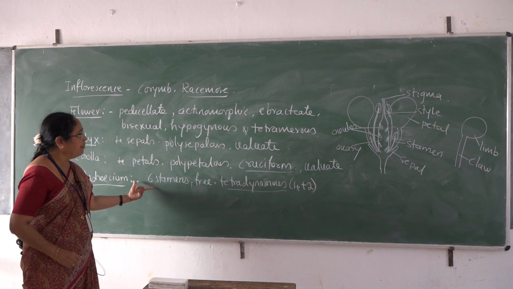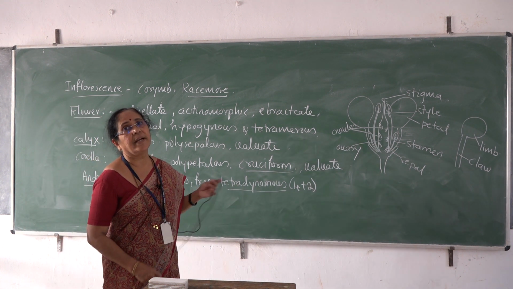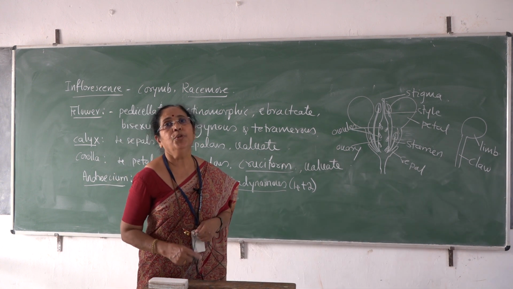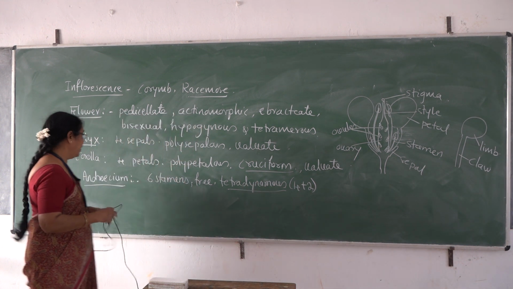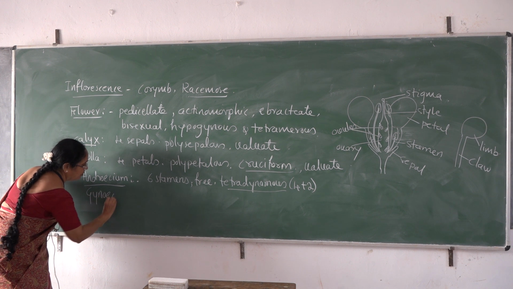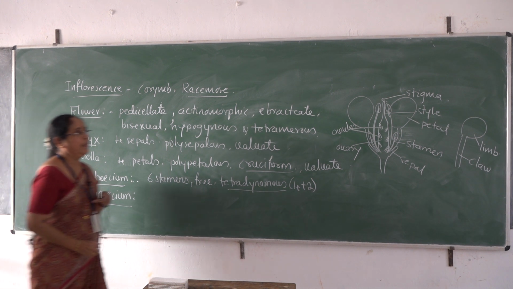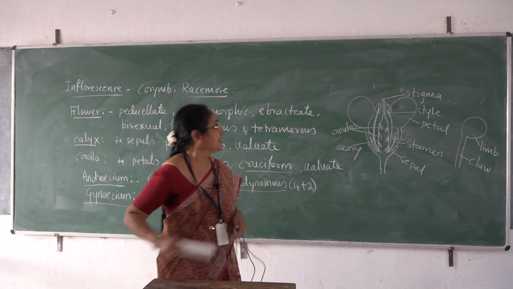The stamens are 6 in number. All the 6 stamens are free, but the arrangement of the stamen is described as tetradynamous. 4 of the inner stamens are provided with long filament, 2 outer stamens with short filament, and that condition is called tetradynamous. Then the gynoecium, the innermost part of the flower. The gynoecium is bicarpellary syncarpous.